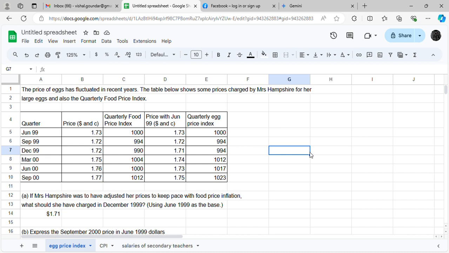If Mrs. Hampshire was to have adjusted her prices to keep pace with food price inflation, what should she have changed in December 1999? Use June 1999 as the base. So June 99 is the base. So price with June 99 in dollars and cents. For June 99, the price of the eggs remains same, which is $73. If Mrs. Hampshire was to have adjusted her prices to keep pace with food price inflation, what should she have changed in December 1999?